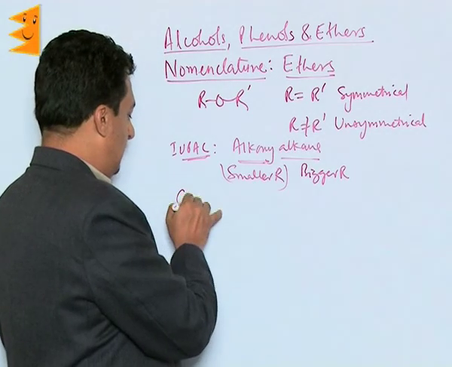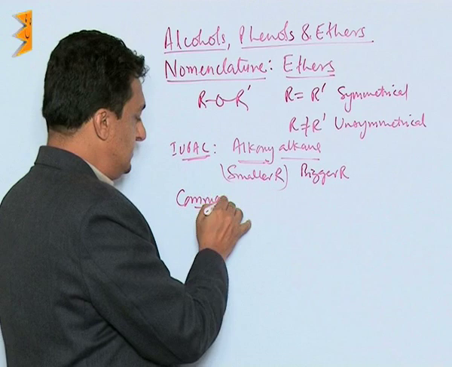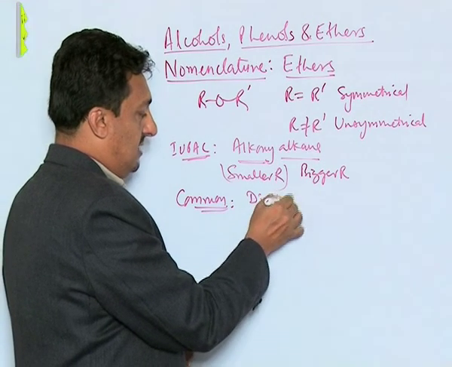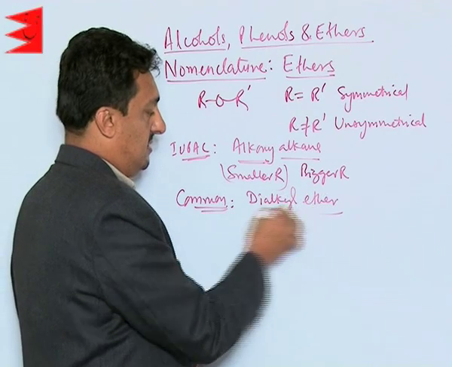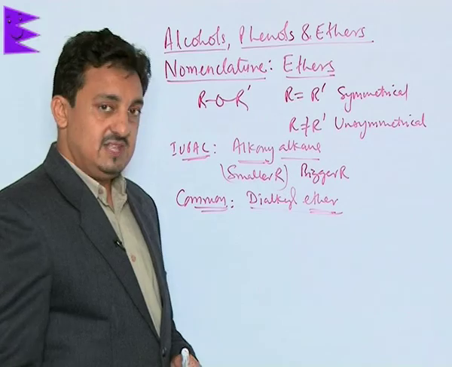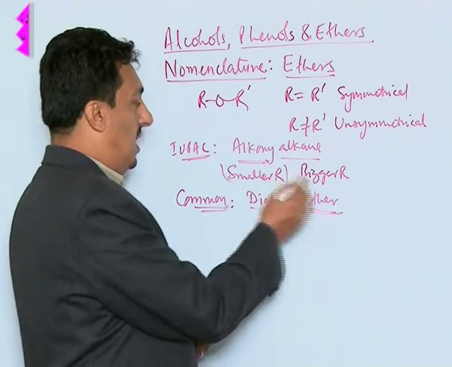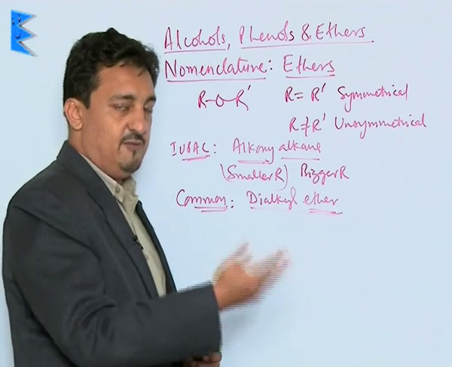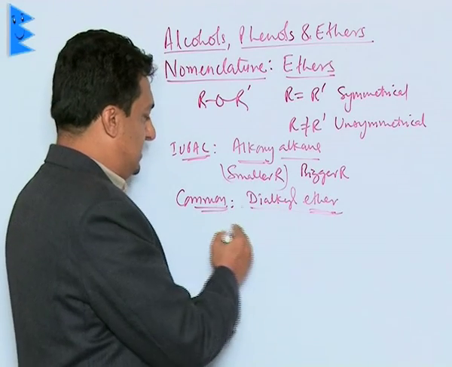And in the common nomenclature system, we call them dialkyl ether. Ether is the word which shows that the group present in the compound is ether. Otherwise, the two R are called alkyl, and if the R's are different, they are named one after the other in alphabetical order. Now let us see the examples.